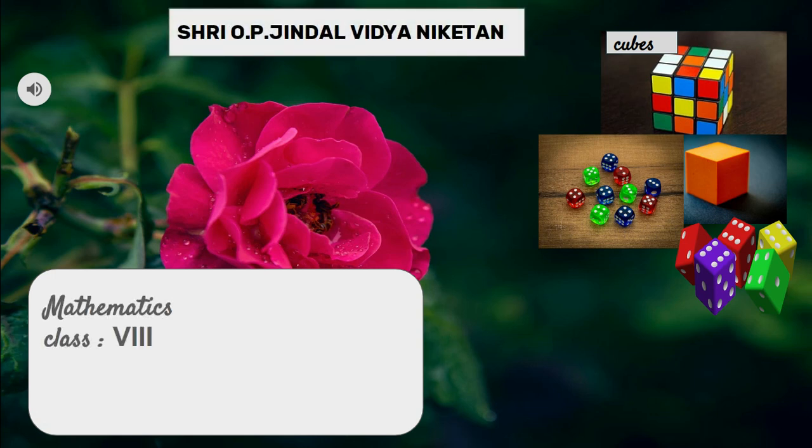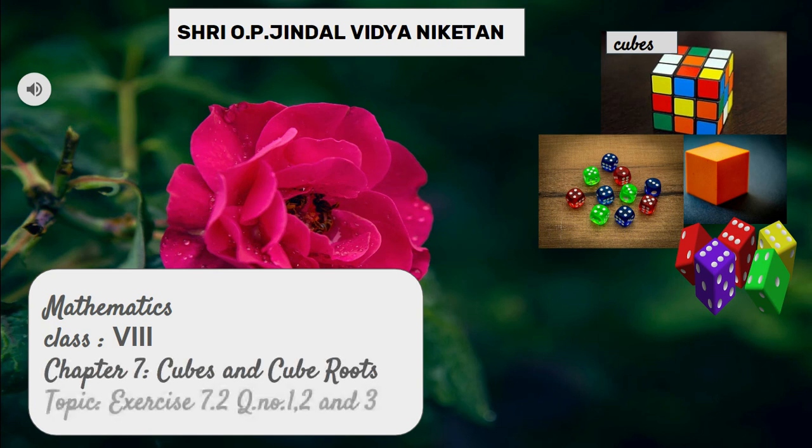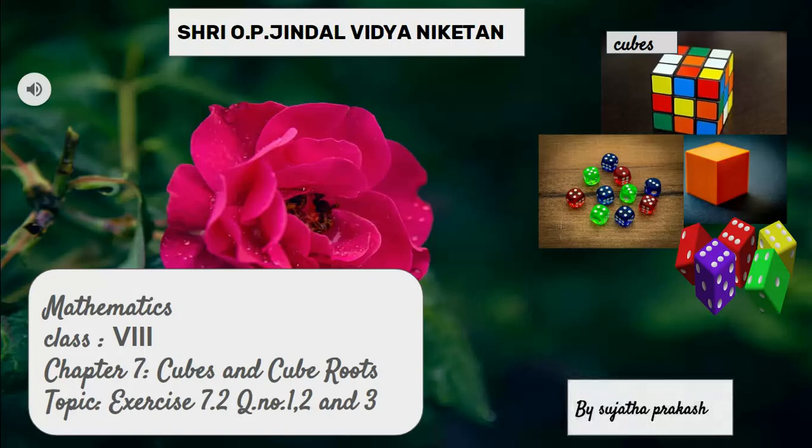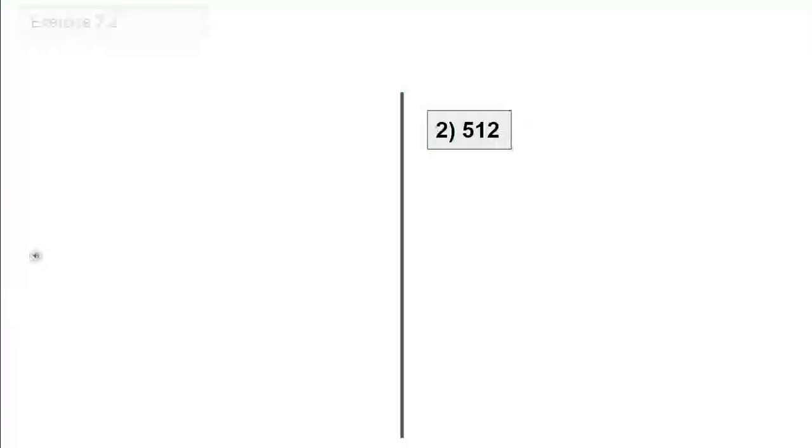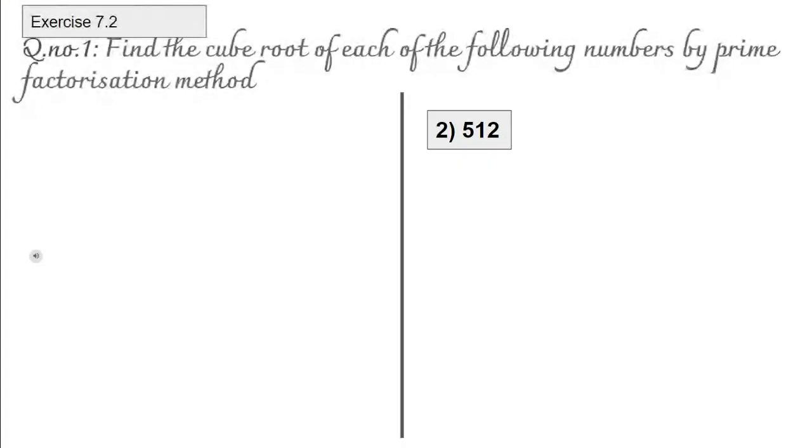Today's topic is exercise 7.2, all questions, question number 1, 2, and 3 of cubes and cube roots. So let me start our first question of exercise 7.2. The question is: find the cube root of each of the following numbers by prime factorization method.